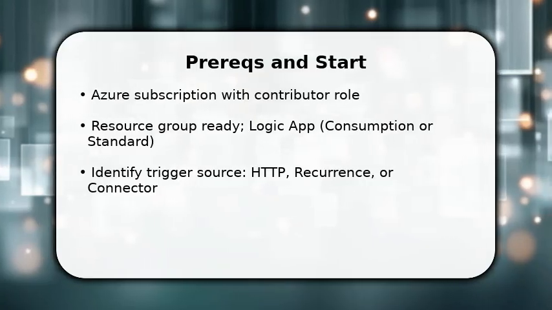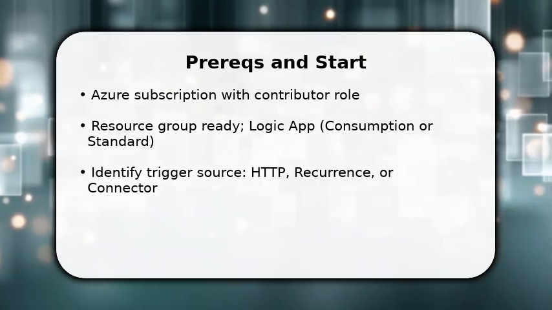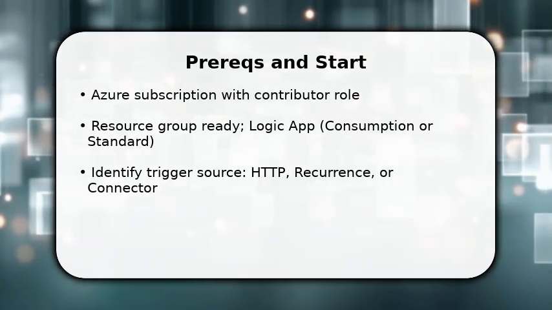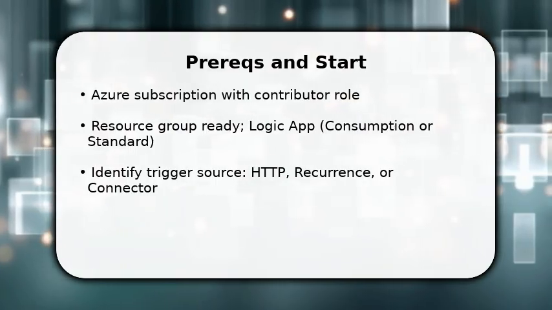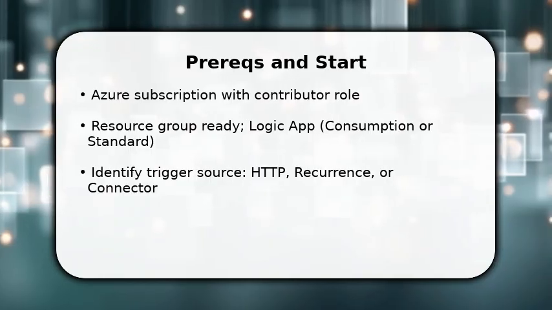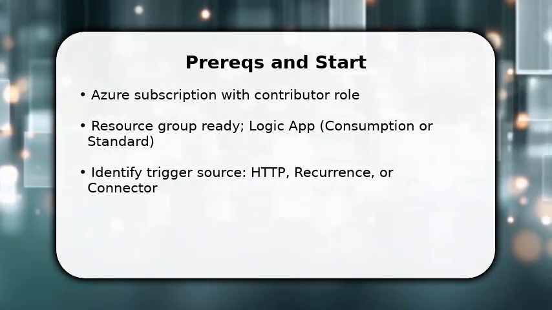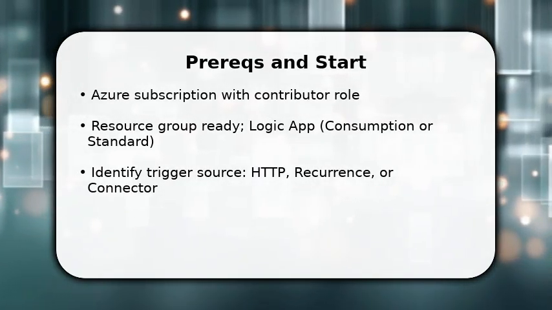You begin by confirming the essentials, an Azure subscription and a resource group. Once done, create a Logic app and pick consumption or standard based on scale and pricing. Next, select your trigger, HTTP request for webhooks, recurrence for scheduled jobs, or a built-in connector for services.